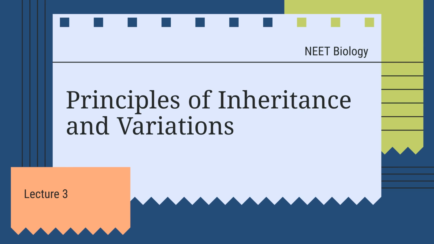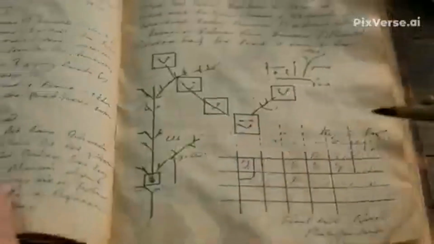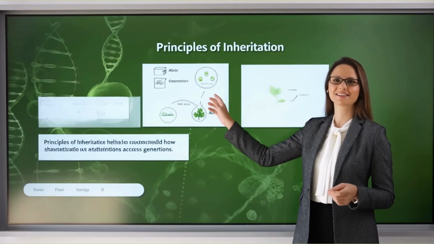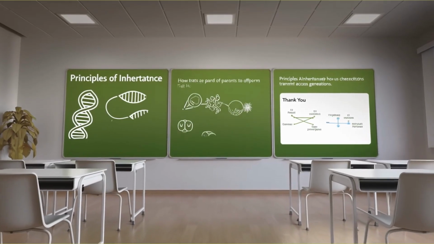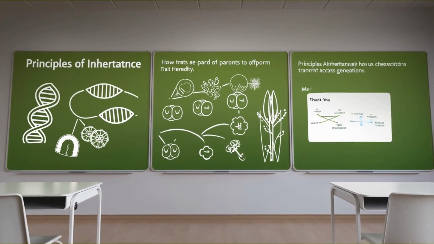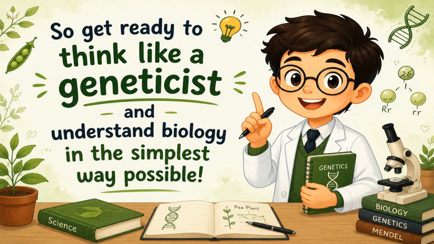This is the third lecture of the chapter Principles of Inheritance and Variations. In the previous lectures, we understood Mendel's monohybrid experiment. Now it's time to move one step deeper into genetics and understand how Mendel verified his results and explained the inheritance of multiple characters together. Today's lecture is going to be very interesting because we will explore some important genetic experiments and concepts that form the strong foundation of inheritance. So get ready to think like a geneticist and understand biology in the simplest way possible.